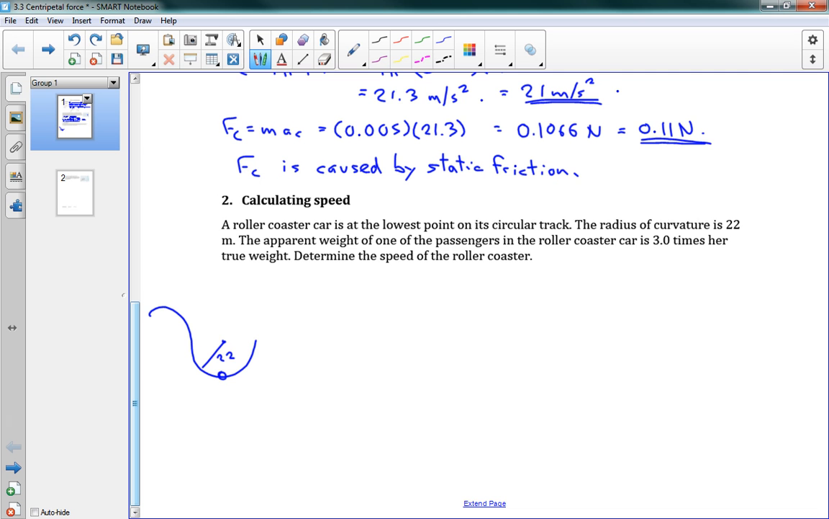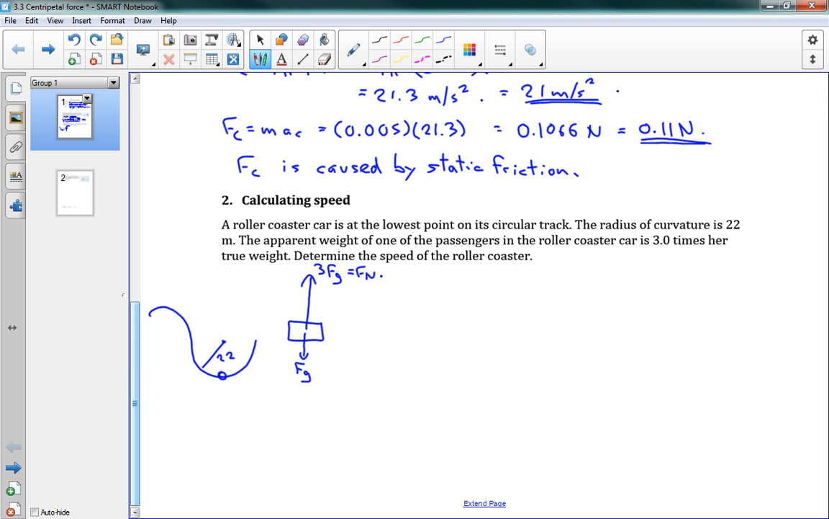So I'm going to draw a free body diagram, and this passenger is experiencing gravity. And remember, apparent weight means how large is the normal force. So it says that the normal force up is equal to 3 times her true weight. So this is 3 Fg. Everybody see that? So we have 3 Fg acting upwards, and that's equal to the normal force. So that's what we're told here. We're told that the normal force is equal to 3 Fg.